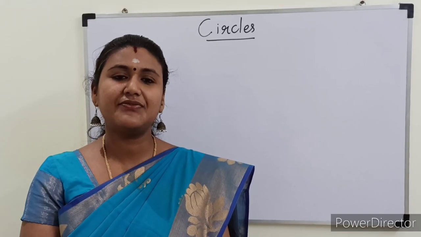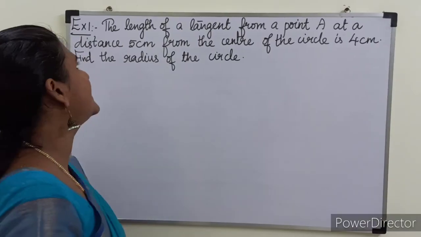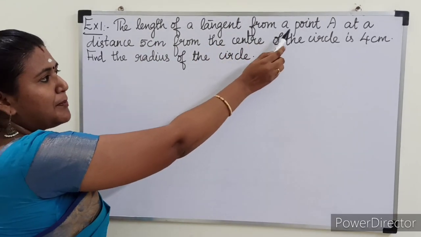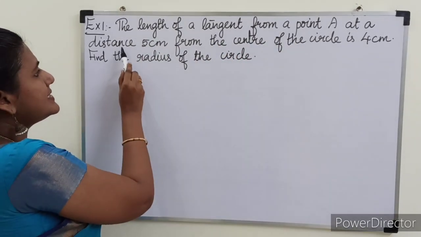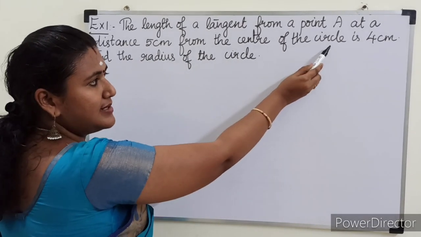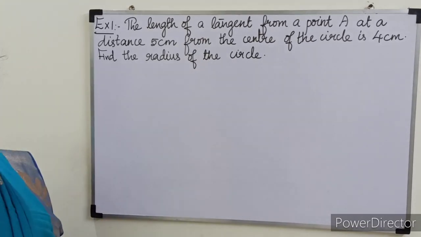In today's class, we will learn a new concept, class 10 circles. Example 1. The length of a tangent from a point A at a distance 5 cm from the center of the circle is 4 cm. Find the radius of the circle.